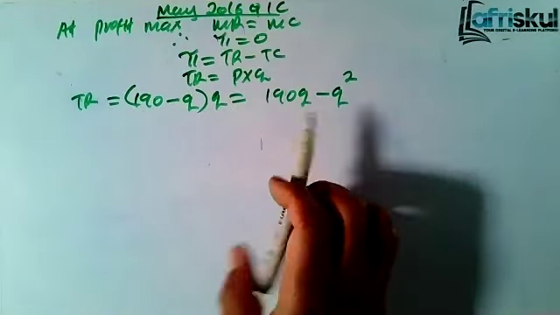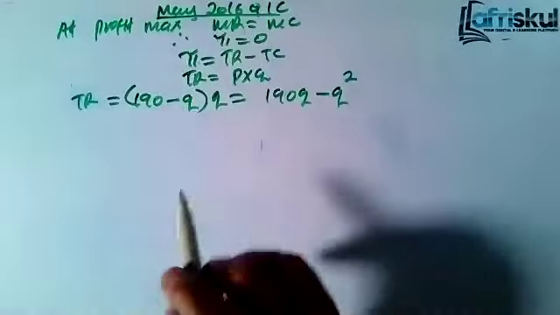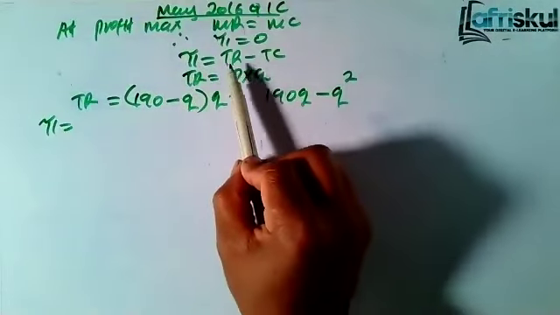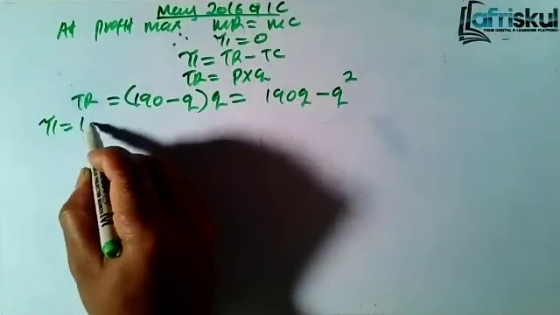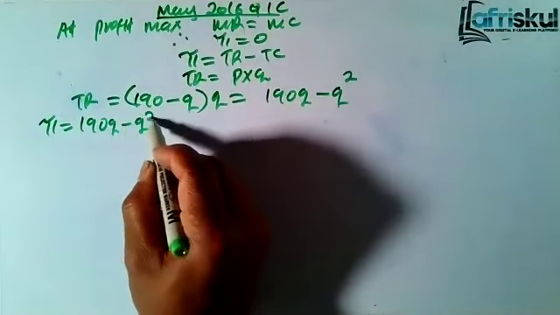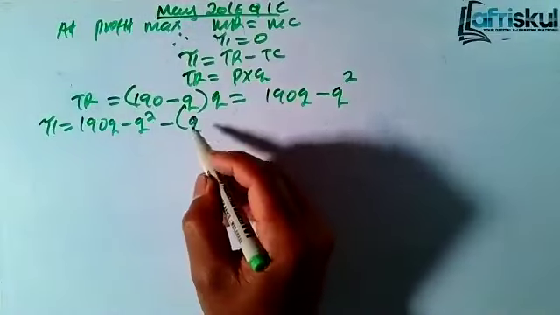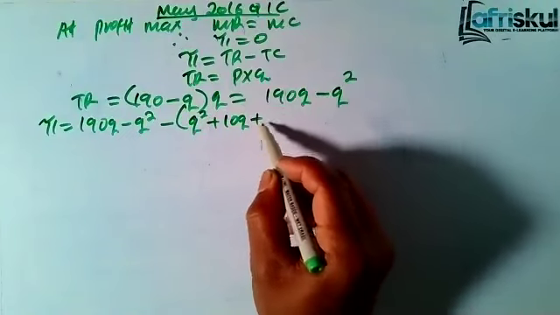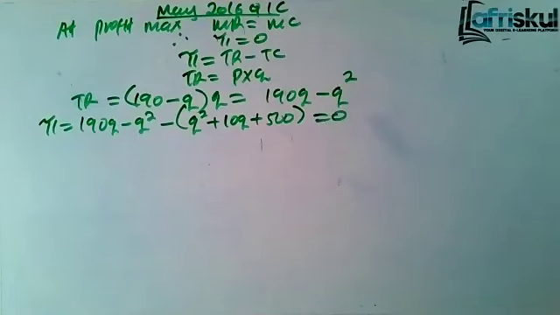That's the total revenue. Then we already have the total cost. You're already given the total cost. So now we can get our profit. And how do we get profit? We have said that to get the profit, take total revenue minus total cost. So let's look here. The total revenue is 190Q minus Q squared, minus the total cost function. Here's the total cost function. So we have Q squared plus 10Q plus 500, and it should equal 0. Remember, you said that the profit is equal to 0.